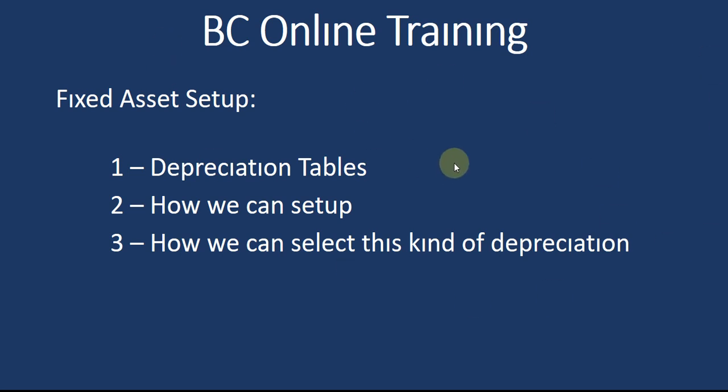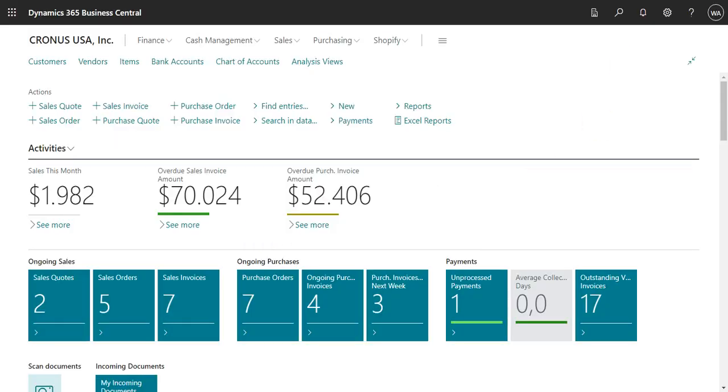So let's go to Business Central and check how we can set up this depreciation table, and also we will be able to run the depreciation for one asset and check the result. So let's go to Business Central.